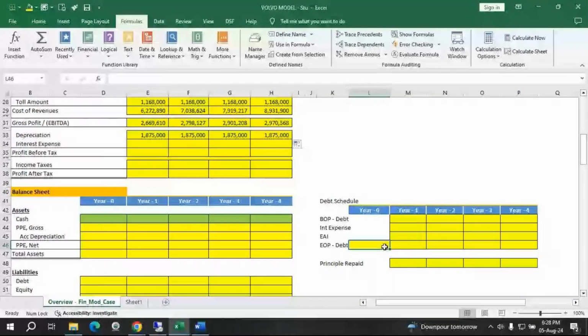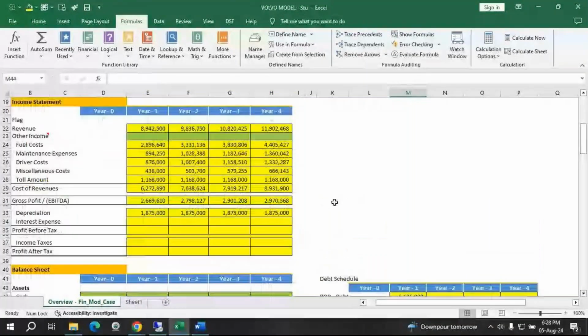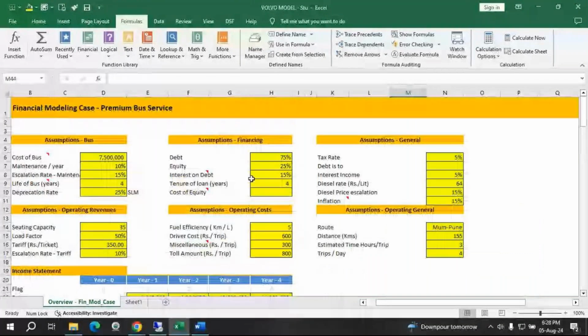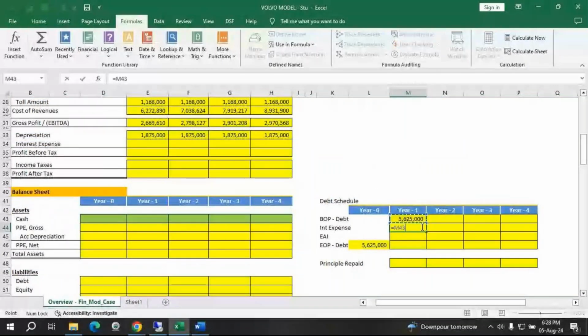How much loan I have taken equals 75 lakh into 75%. So that is 56 lakh 25,000. I'm going to take the loan. At the end of the period, whatever the debt amount is, that is going to be my beginning of the loan for the first year. Now they are telling that interest on debt is 15%. How much loan am I taking? 56 lakh 25,000. On this amount, I'm going to put 15% interest.